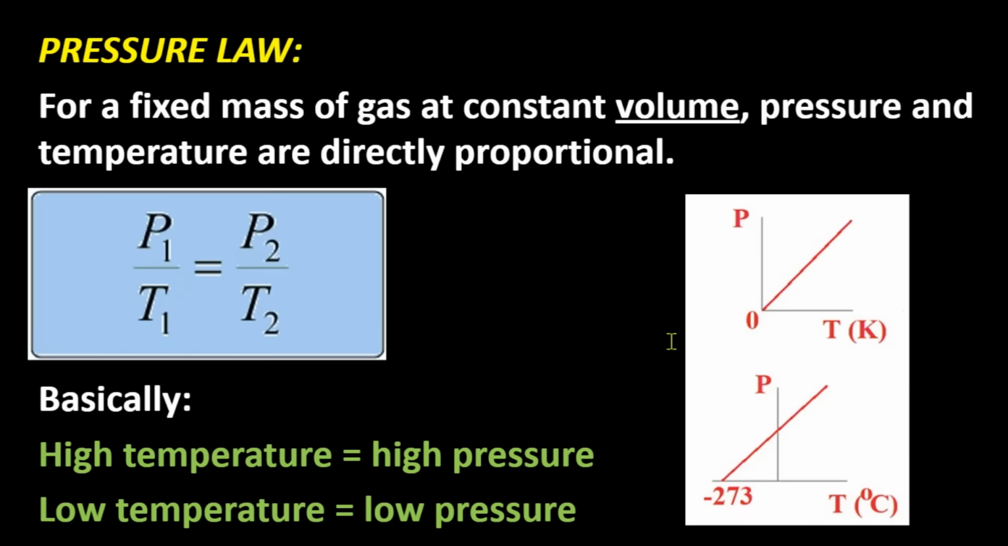The graphs look almost exactly the same as the Charles one. Instead of volume, we have pressure. Basically, at high temperatures, we're going to have high pressure because those molecules are going to be moving much faster, hitting much harder, and thus the pressure is going to be more. At low temperatures, it's going to have low pressure because the frequency of collisions and the force of those collisions are going to be less.